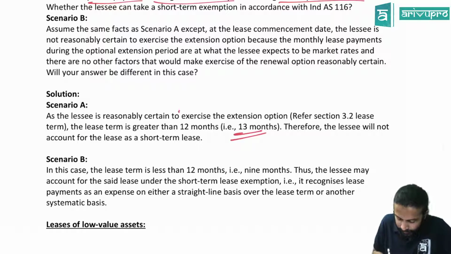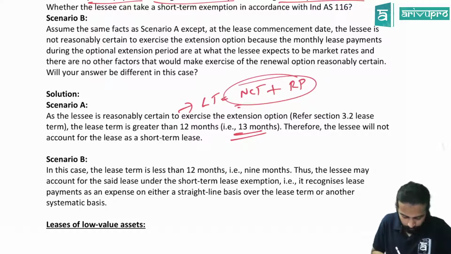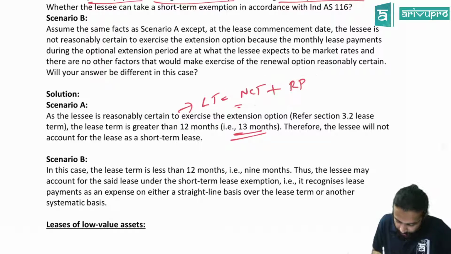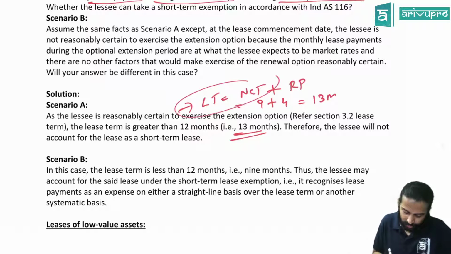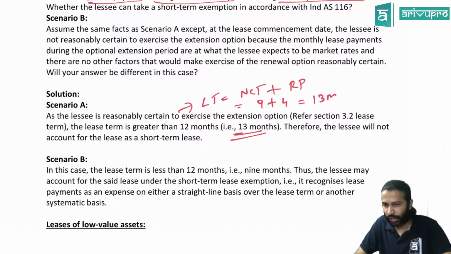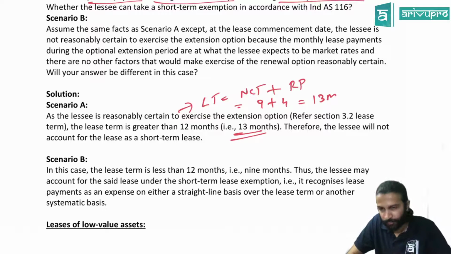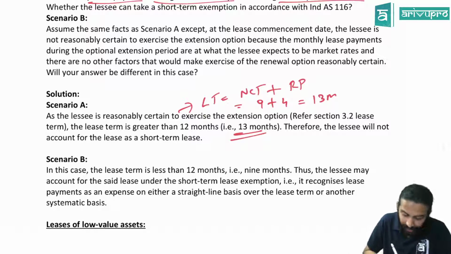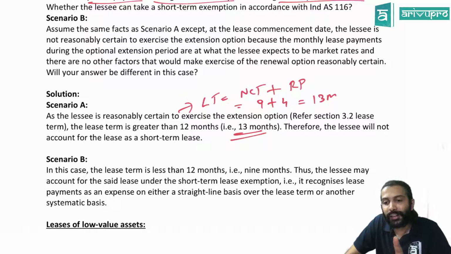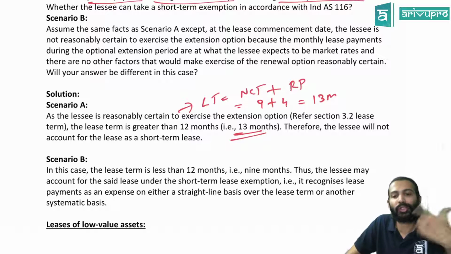13 months. Yeah. Correct. Lease term will be what? The non-cancelable term plus the renewal period. Non-cancelable period is how much, sir? 9 months plus renewal period is 4 months. That means the lease term will be 13 months. Sir, can you add a renewal period also to lease term, sir? Very much yes. Lease term is a separate concept. 3 things can be considered for lease term. Next concept I'll tell you. Fair enough. Even renewal period can be added provided lessee is reasonably sure that he is going to renew it.